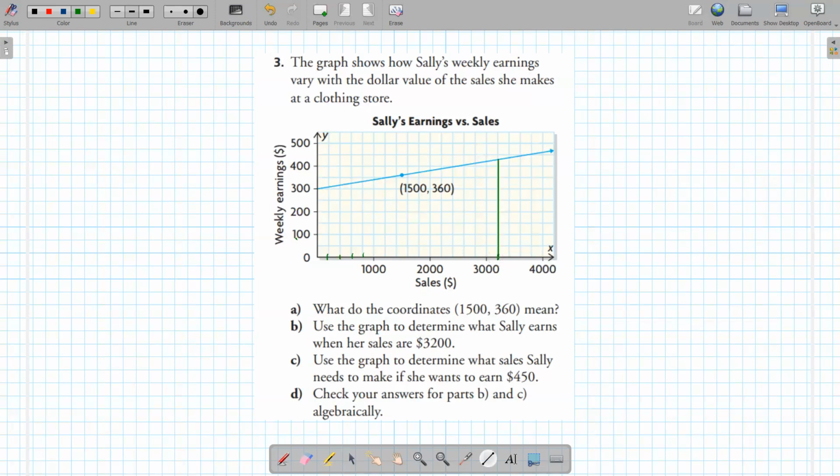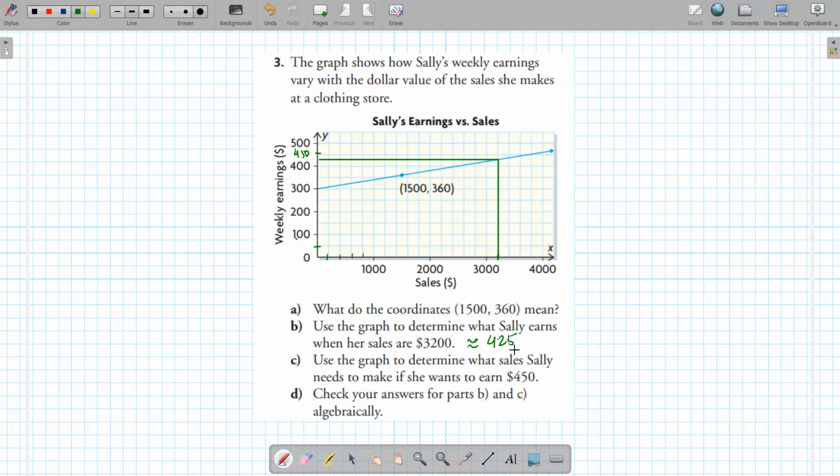So we're going to pull this up, and we're going to pull this across like that. On the y-axis, each box represents $50 because 2 boxes make 100. So if this is 450, what's her earnings for 3,200? Looks like it's going to be, again, it's not very precise, 425, okay?